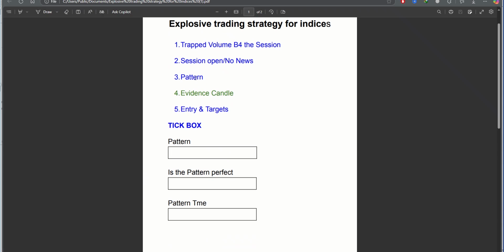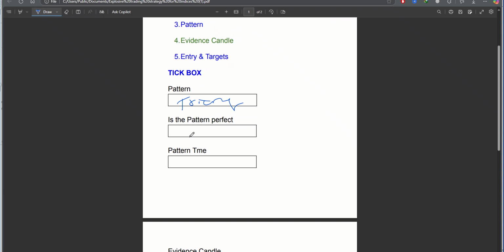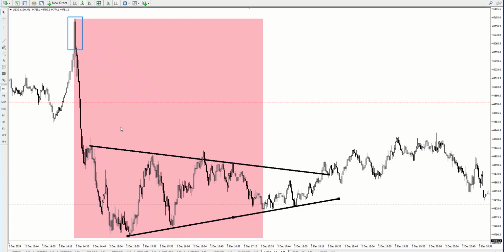Based on our rules, I also have them over here. Trap volume, we are unable to see it. Session open, we waited. Chart pattern, we have a triangle. Is the pattern perfect? Let's go and see. It needs to have 3 touches down and 3 touches up.